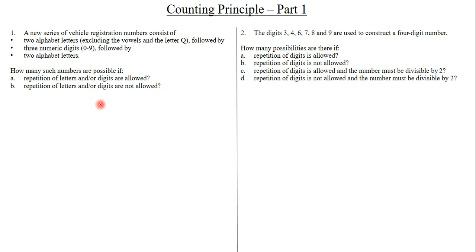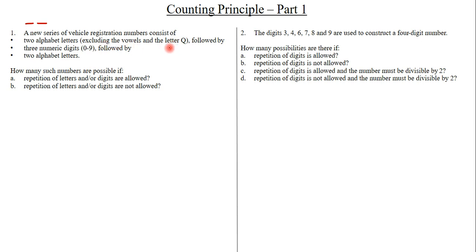Now the trick about the counting principle, or grade 12 probability, is you always need to be sure that you understand the options that we have. So firstly, what is happening? We have a vehicle registration number that we want to create. The first two parts must have alphabet letters, and these letters must exclude vowels and the letter Q.